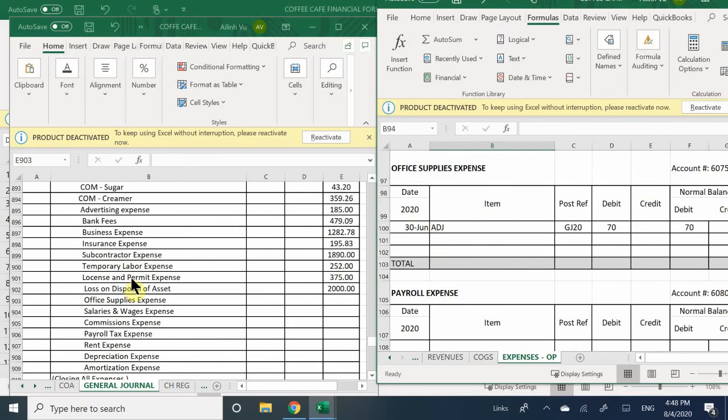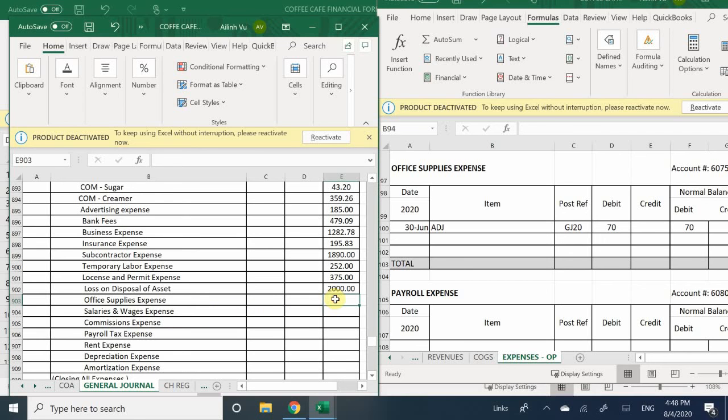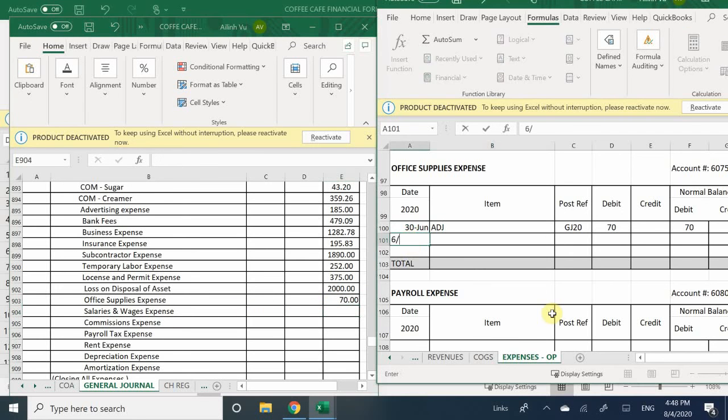Now we're going to go ahead and go to office supplies expense. Office supplies expense is next. And that is for $70. So here we're going to also credit $70. And here we notice it is also another adjustment.